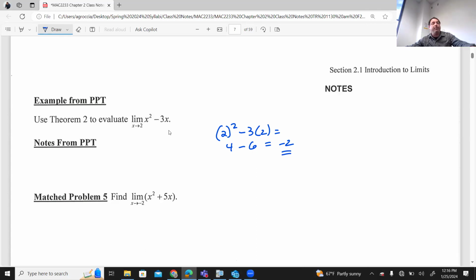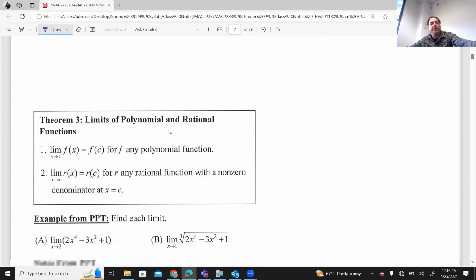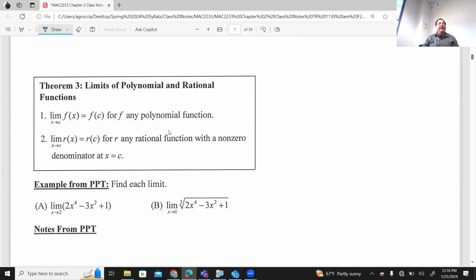Okay, so we're going to get to that point. So if you have a polynomial, right? Linear, quadratic, cubic, all those different things, the limit is going to be the same thing as plugging in the number. It's the same because there's no hole, there's no jump, there's nothing going on.